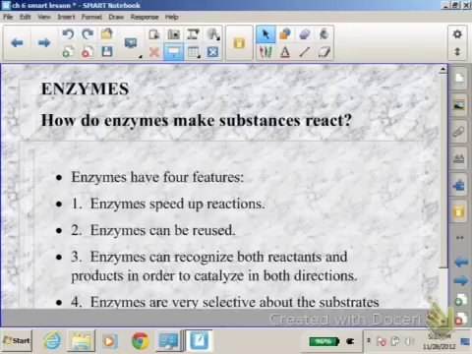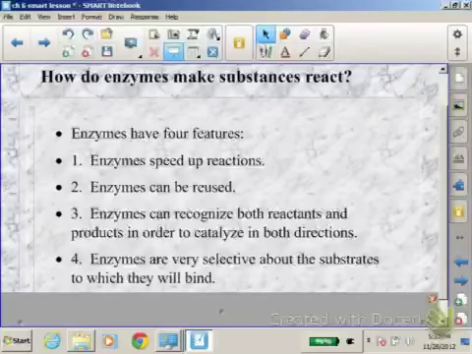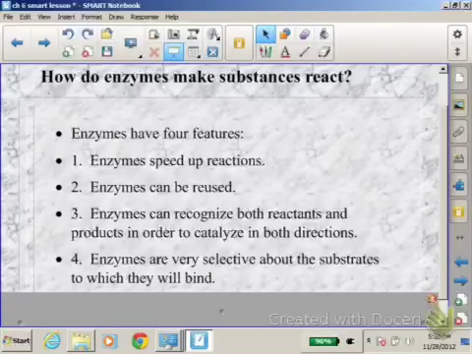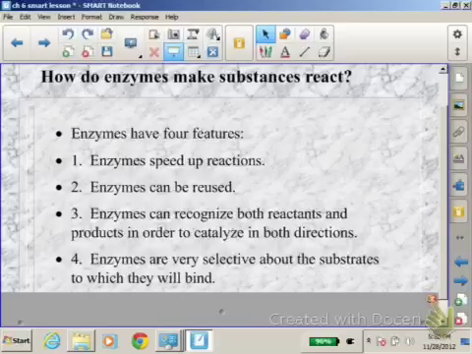And then 4, enzymes are very selective about the substrates to which they will bind. I talked about this the other day. I cannot take the key to my car and start my husband's truck. Enzymes are very specific to what they bind with. They only work on certain substances. If you remember, a substrate is what our enzyme binds with.